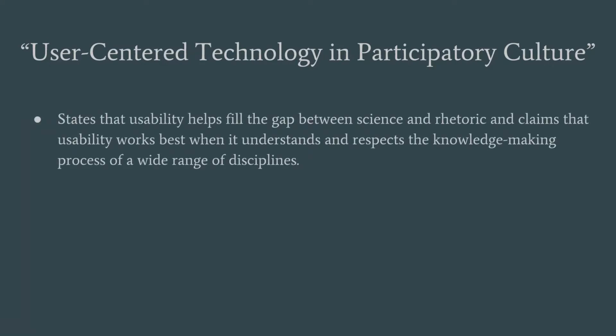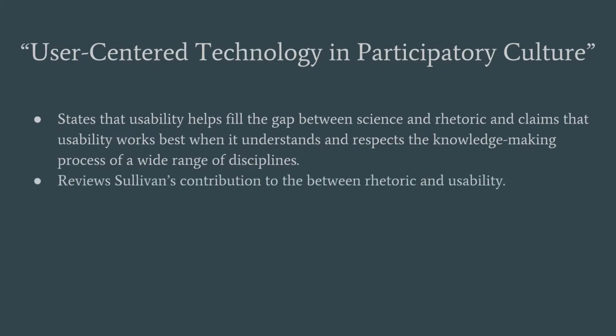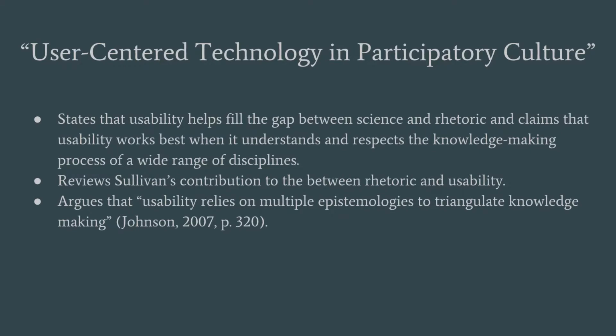The authors state that usability helps fill the gap between science and rhetoric and claim that usability works best when it understands and respects the knowledge making process of a wide range of disciplines. Reviews Sullivan's contribution to the link between rhetoric and usability, argues that usability relies on multiple epistemologies to triangulate knowledge making.